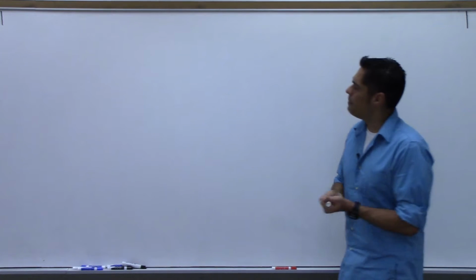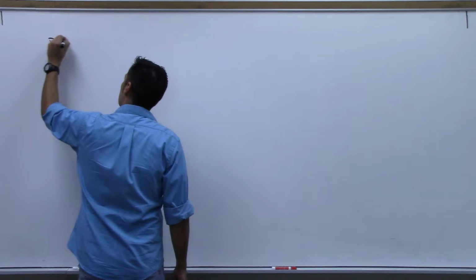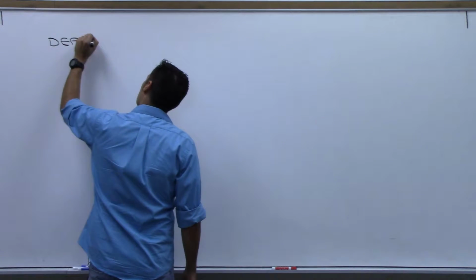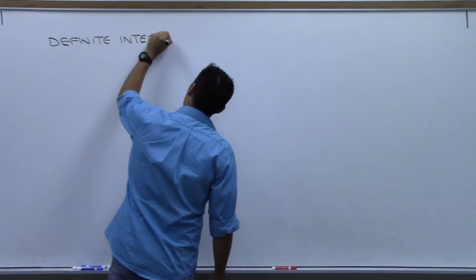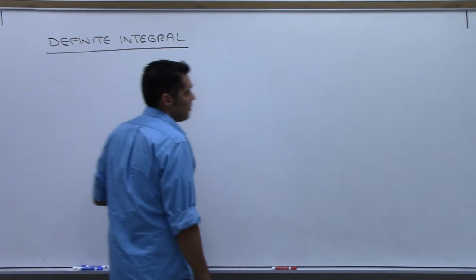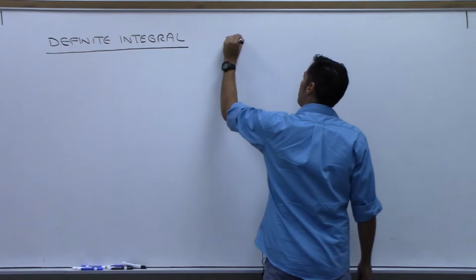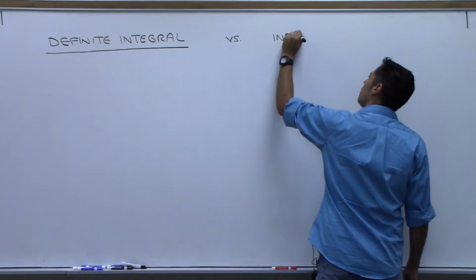So 5-2, 5-3, and 5-4 deal with what's called the definite integral. I'm just summarizing all these sections. Now I'm going to put definite integral here. I'm going to put versus the indefinite integral.